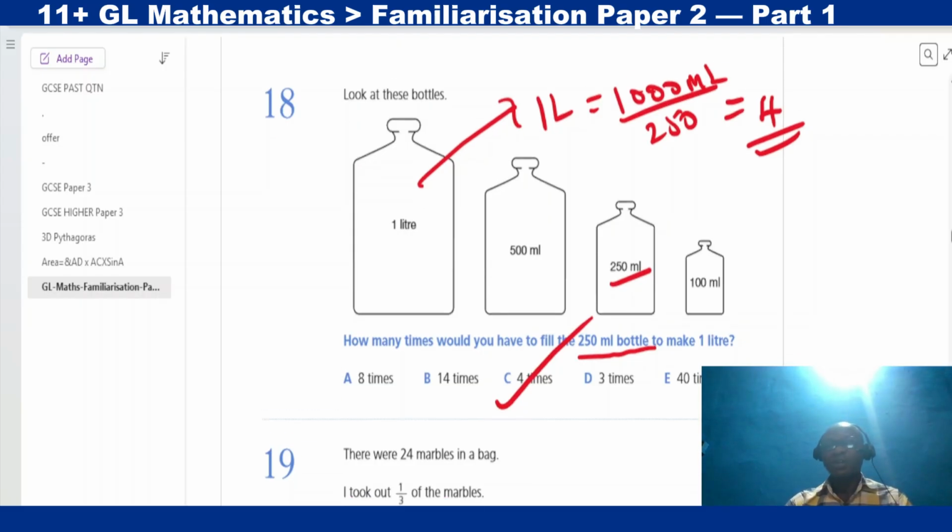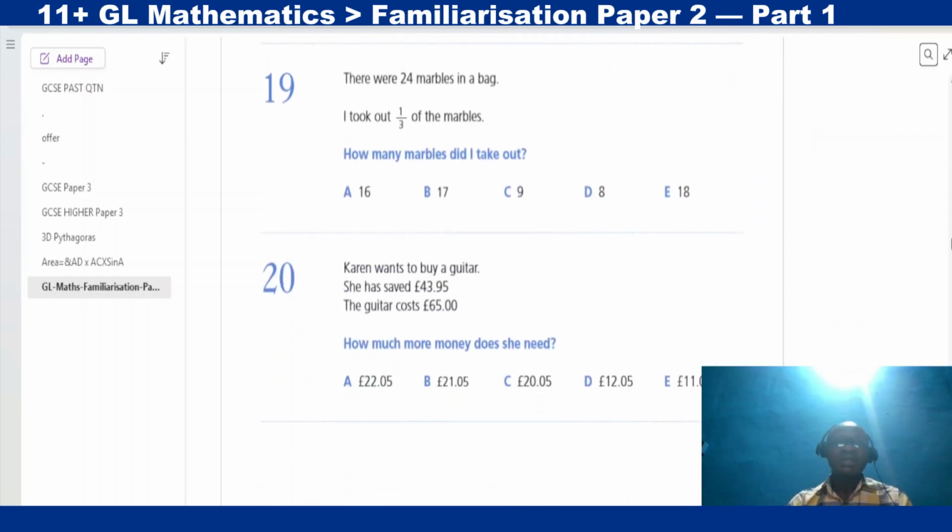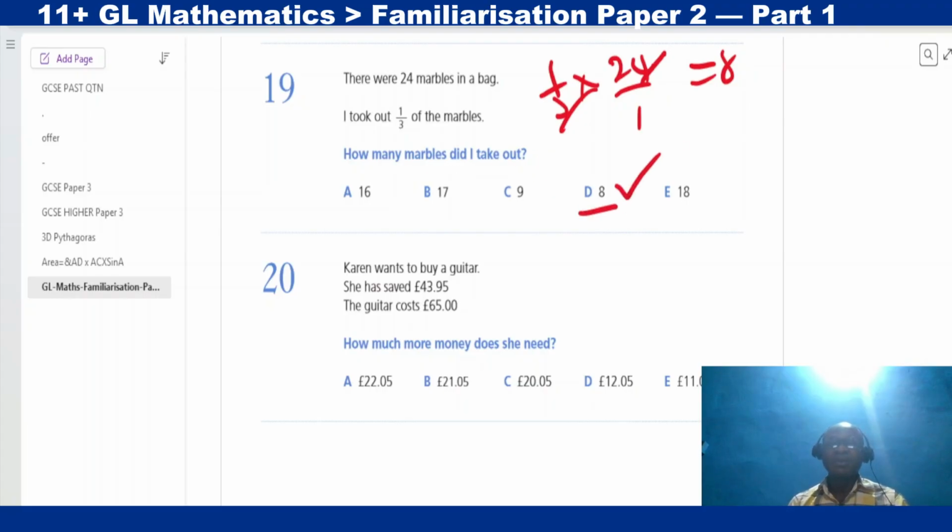Then we go to question number 19. There were 24 marbles in a bag. I took out 1/3. So 1/3 multiplied by 24. 3 into 24, we go 8 times. Therefore, what is taken out is 8 marbles. The question says, how many marbles did I take out? So 8 marbles is taken out in question number 19. That means option D is correct.